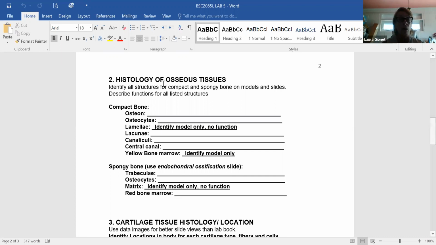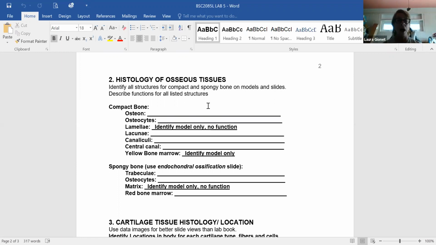Right. So osteon, these are some of the specific components or structures in compact bone, and then spongy bone, and we're going to add our functions to it, or a description perhaps. So let's identify all the structures for compact and spongy bone on models and slides, and describe functions for all listed structures that we have here. So the osteon, that's the part of the compact bone that looks like a tree and all the rings of the tree. The osteon is the repeating structural unit of compact bone because it repeats all over.